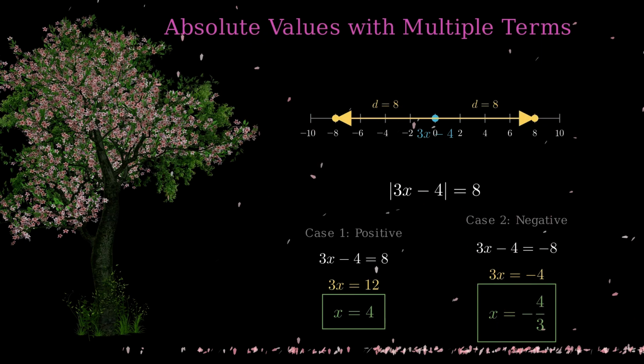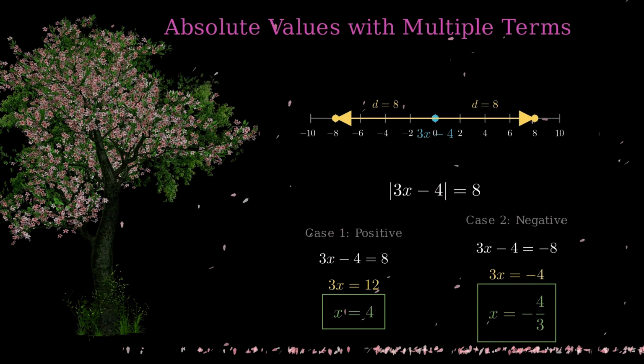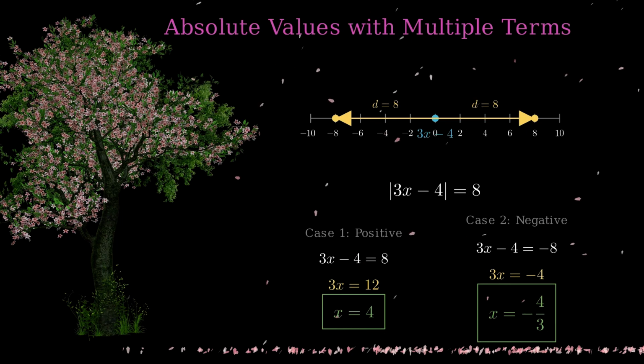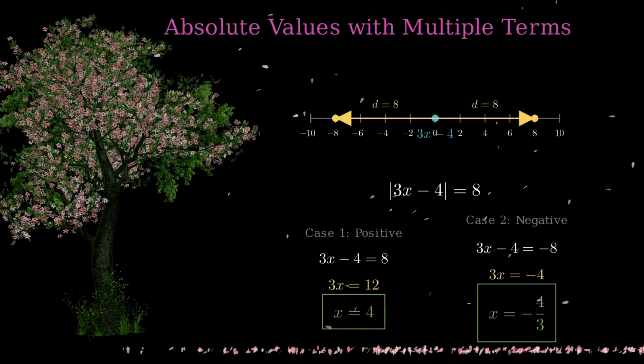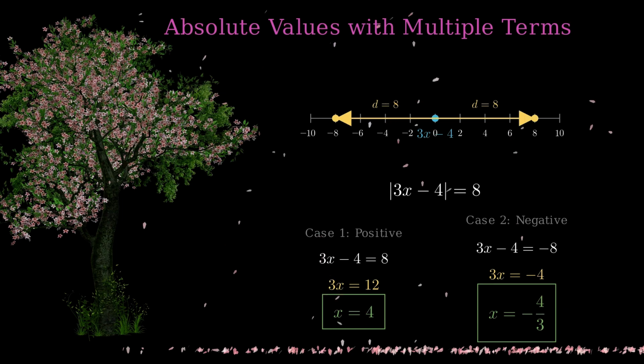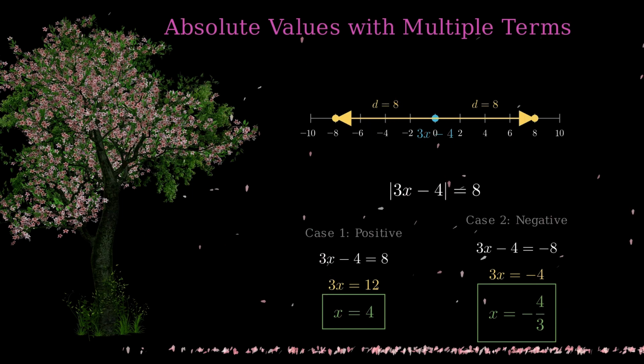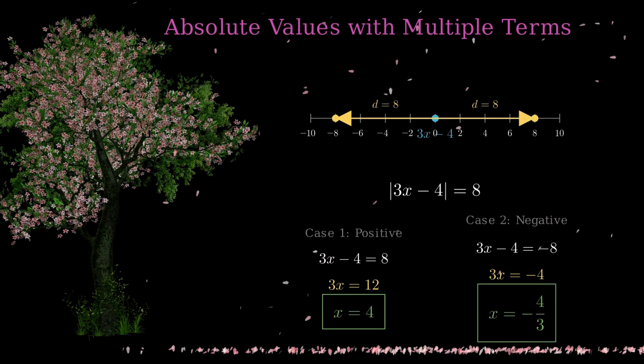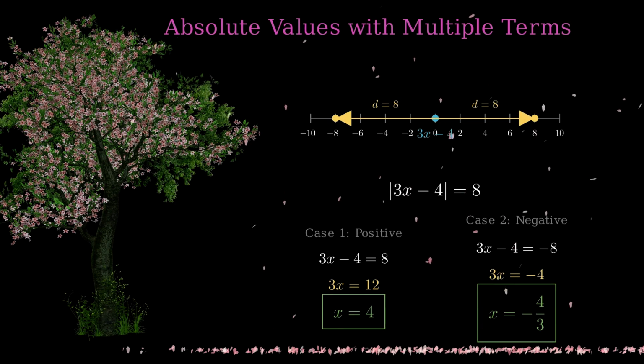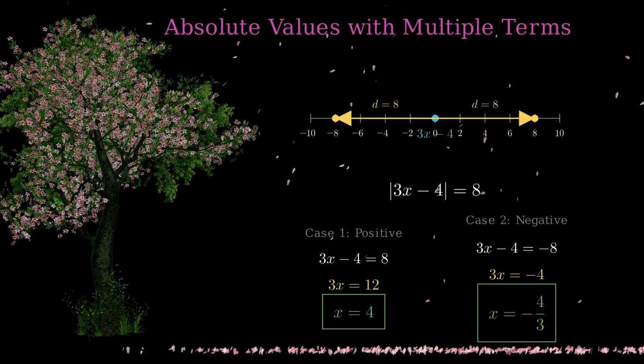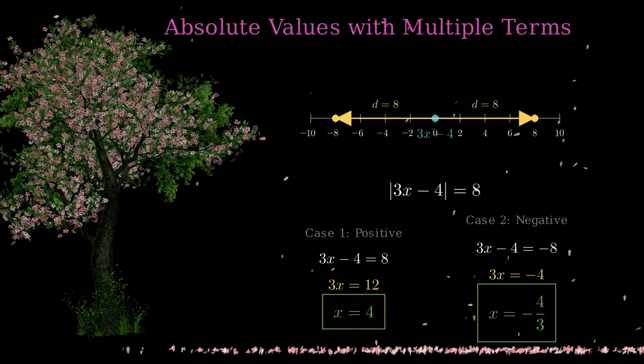For the first case, 3x minus 4 equals 8. Adding 4 gives 3x equals 12, so x equals 4. For the second case, 3x minus 4 equals negative 8. Adding 4 gives 3x equals negative 4, which simplifies to x equals negative 4/3. Both answers are verified and correct solutions.